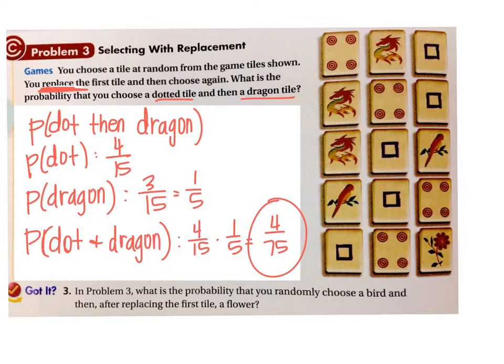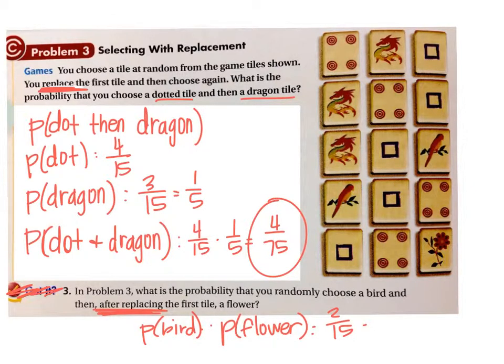So this is not your guided question. It says, what's the probability that you randomly choose a bird and then, after replacing, see, they have to tell you you replaced it, a flower. So that's the probability of a bird times the probability of a flower. The probability of a bird is 2 out of 15. The probability of a flower is 1 out of 15. So that's 2 out of 225.